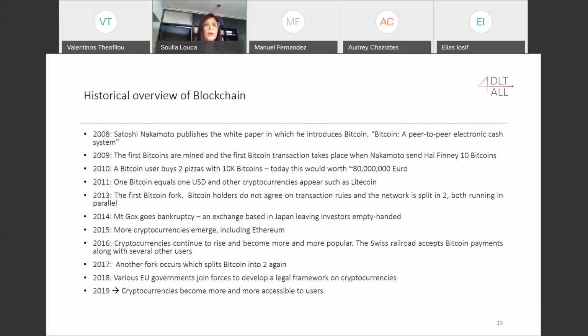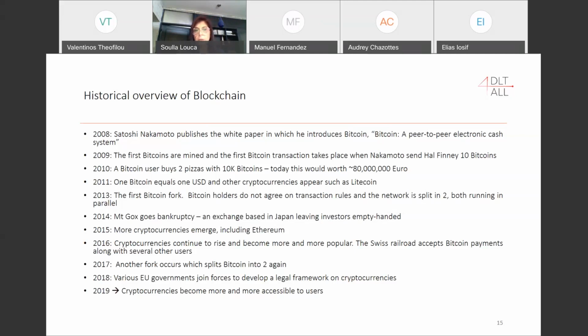2014, we have one of the major, let's say, frauds that happened, and Mt. Gox goes bankrupt. Mt. Gox was an exchange in Japan, and it went bankrupt for several reasons. And investors basically lost a lot of money. The following year, more cryptocurrencies emerged, including Ethereum. And the interesting part about Ethereum was that it was the first time we would see smart contracts coming around.